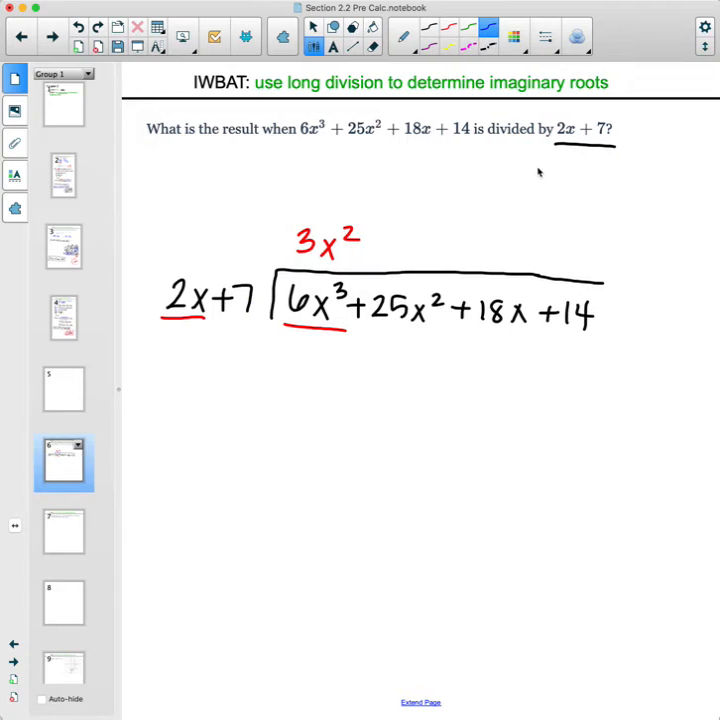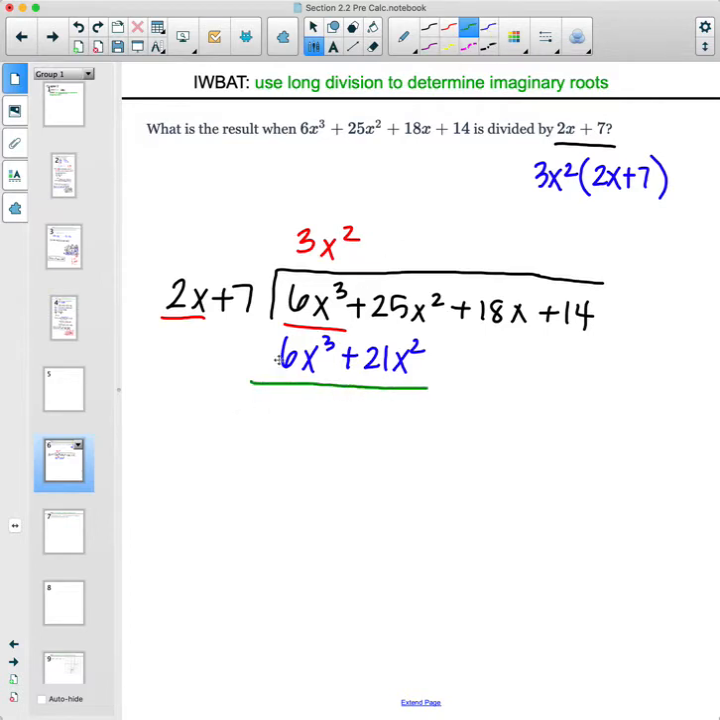So off to the side, let me just show you what that looks like, okay? Because you need to do the 3x squared times both terms. So 3x squared times 2x is 6x cubed. 3x squared times 7 is plus 21x squared. Line them up so your x cubes are under your x cubes and your x squareds are under your x squareds.